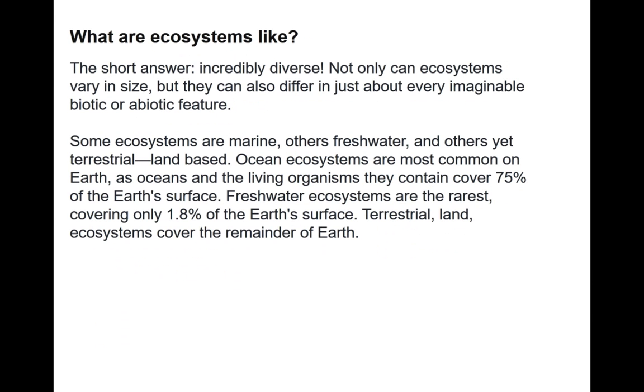So what are ecosystems like? The short answer: they're incredibly diverse. Not only can ecosystems vary in size, but they can also differ in just about every imaginable biotic or abiotic feature. Some ecosystems are marine. Remember what marine means? Marine means salt water, anything that's not fresh water, so oceans.